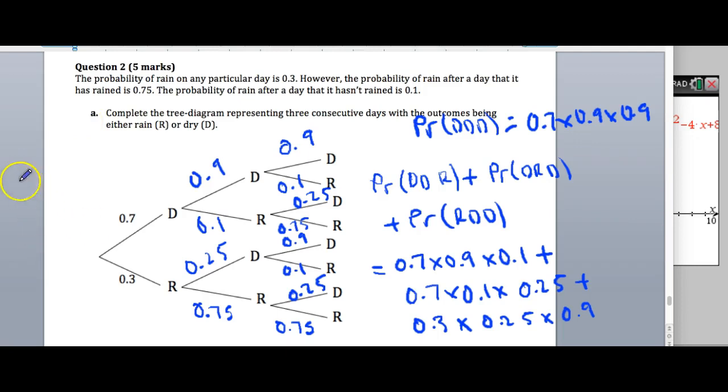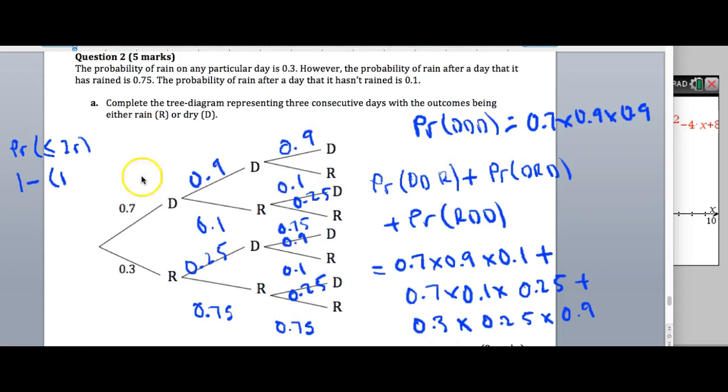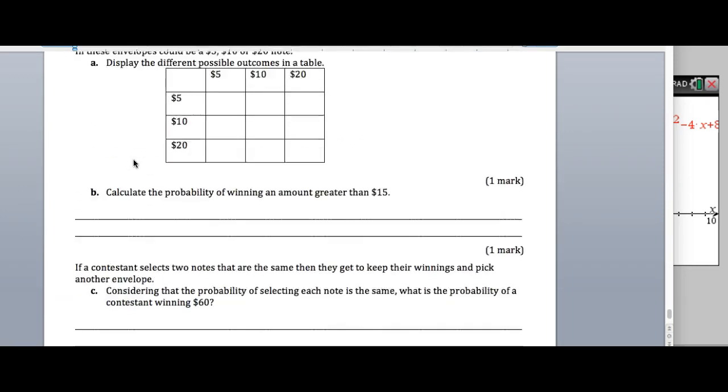Okay, so we want the probability of less than or equal to 2 rainy days. And that's the same as 1 minus, what was it? 2 rainy days. I can't remember. 2 dry days. Okay, 1 minus all dry. Okay, because this is the only possibility that we don't want. Okay, so if we want at most 2 rainy days, we can't have 3 wet days. And you work that out before here. So you can just go ahead and do that on your calculator. I think we're done. Oh, who snuck that one in?